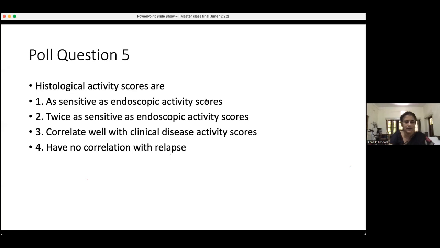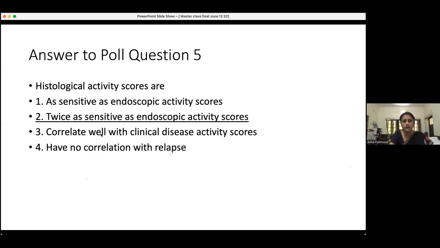Okay, so we had some interesting answers, and I think the second and third had a maximum number of answers. But the actual answer is number two. Histological activity scores are twice as sensitive as endoscopic activity scores. And actually, they don't correlate very well with clinical disease activity scores, though they do correlate a little bit with relapse. Histological activity scores have different uses, but the most important thing is that they're more sensitive than the endoscopic activity scores, and they are used in various prognostication in IBD.